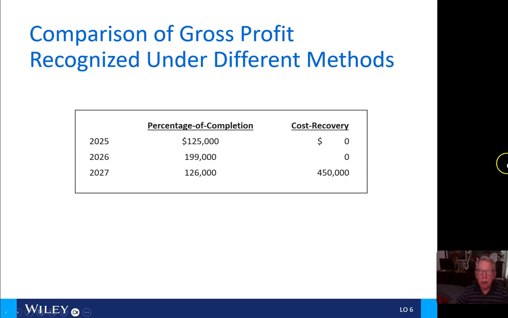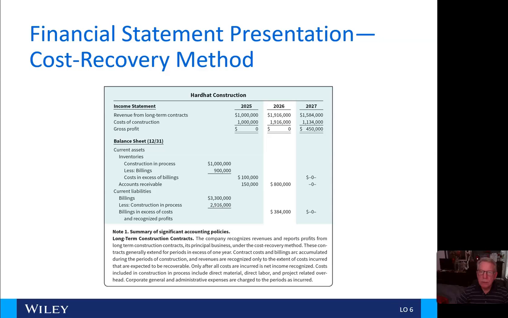Okay. So if we look at the differences between these two, on the percentage of completion method, we're recognizing a profit as we complete the project. Whereas on the cost recovery, we don't reflect it until the very end in 2027. Okay, financial statement presentation is as you would expect it to be. Here, zero gross profit, 2026, zero gross profit, and finally, $450,000 profit.